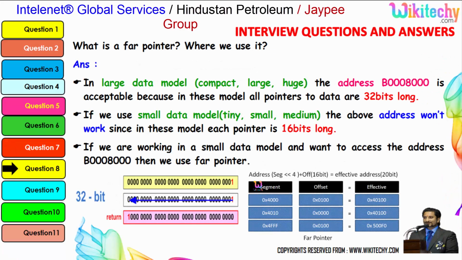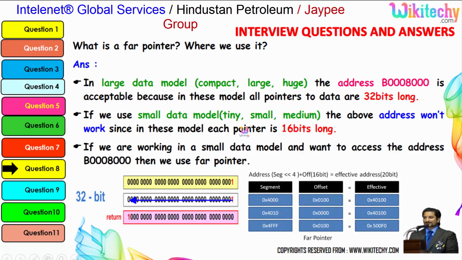Let's move on to the other question: what is a far pointer, and where can we use it? In the large data model, the address B0008000 is acceptable, because in this model, all pointers or data are 32 bits long. So it's compact, large and huge. Whereas in a small data model, tiny, small and medium, the above address won't work, since in these models, each pointer is 16 bits long.